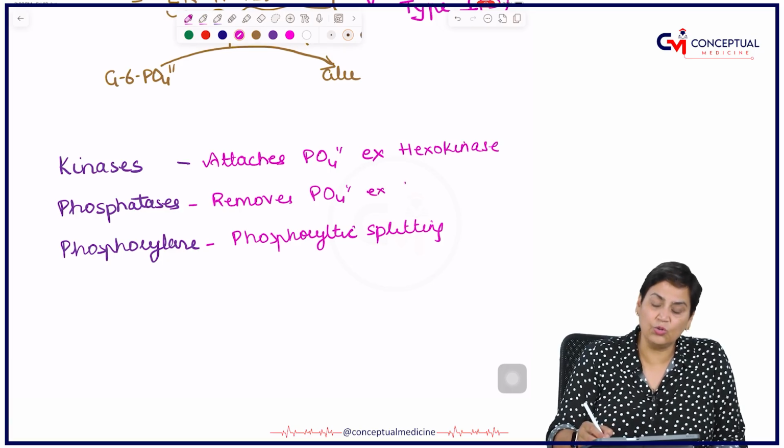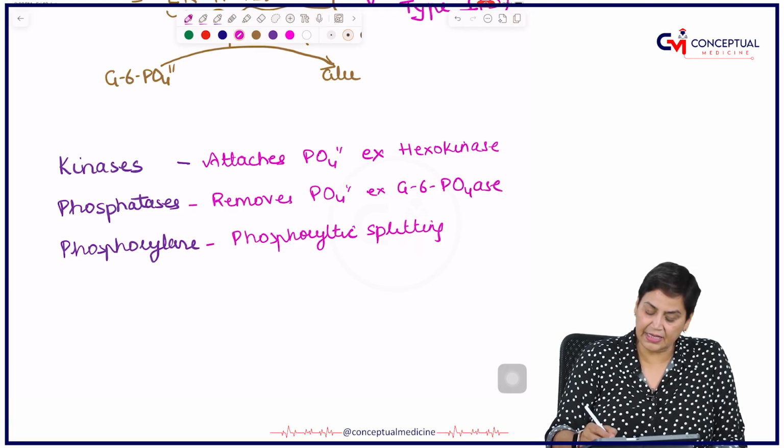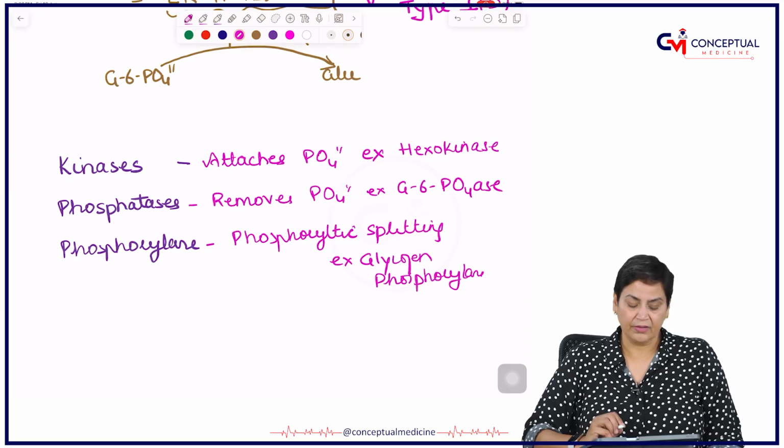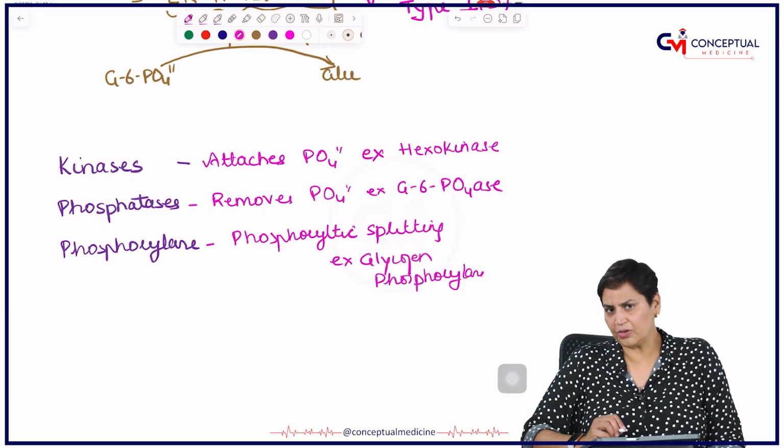And here, glucose 6-phosphatase. And here, it is glycogen phosphorylase. Right. So these are the three important terminologies which you should remember.